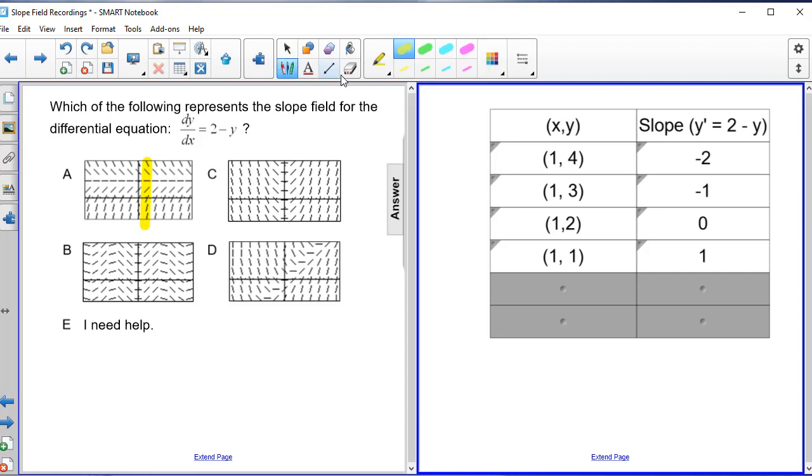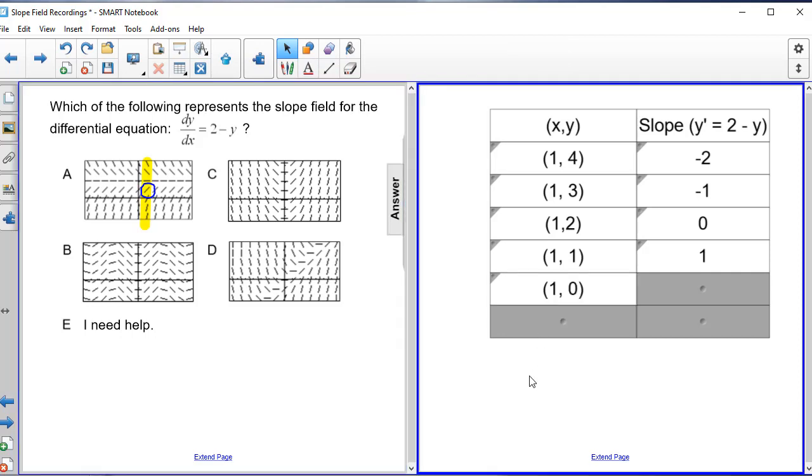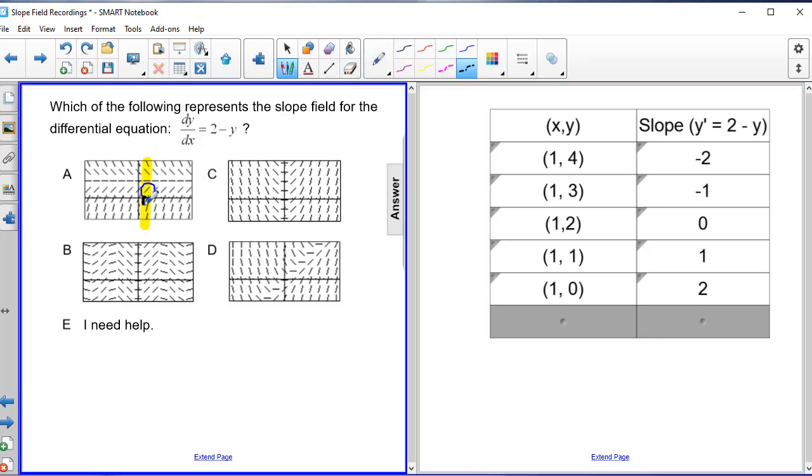I'm going to get a different pen. I'll highlight this differently so you can see it better. But there's (1, 1) right there, and you can see it has a slope of +1. That agrees. When I consider the x-intercept, (1, 0), that has a slope of 2. And when I look here at the x-intercept, that's pretty steep, and it does have a slope of 2.